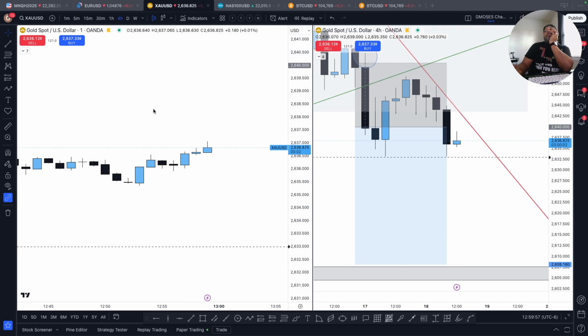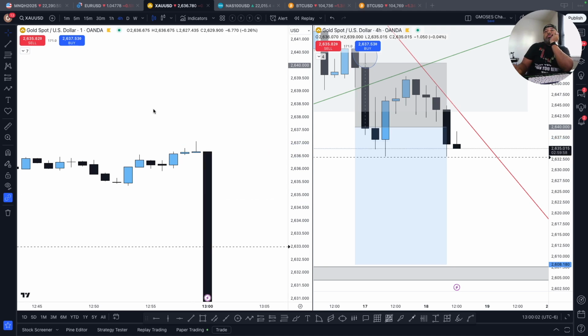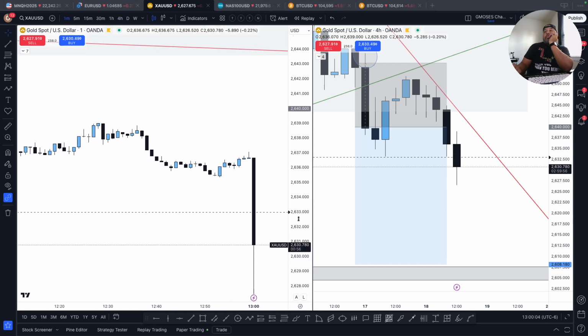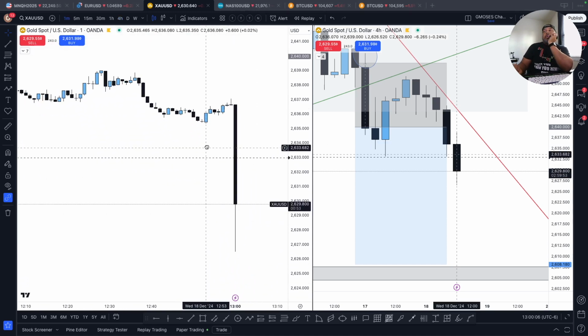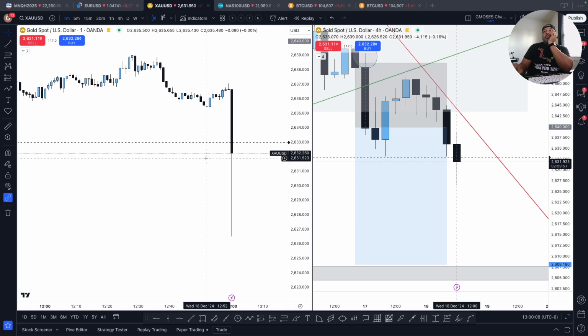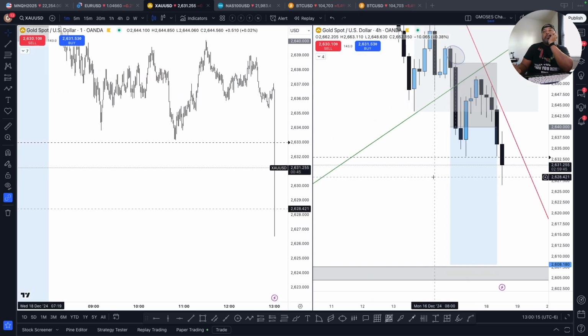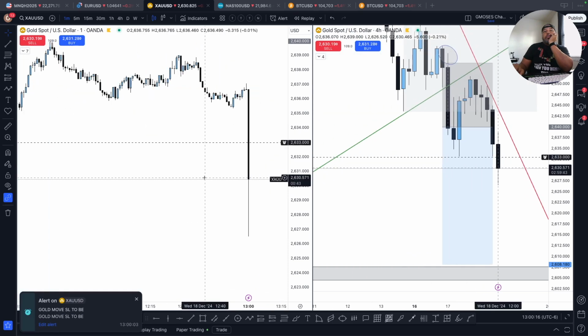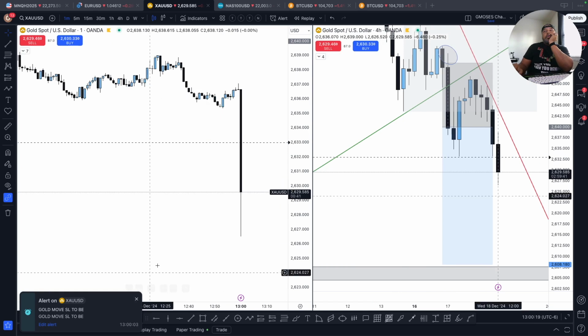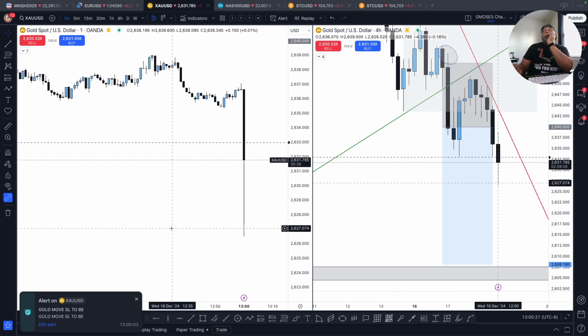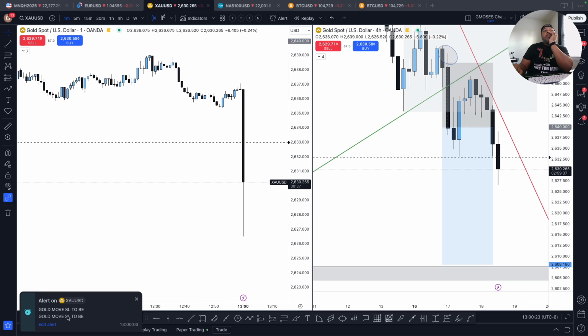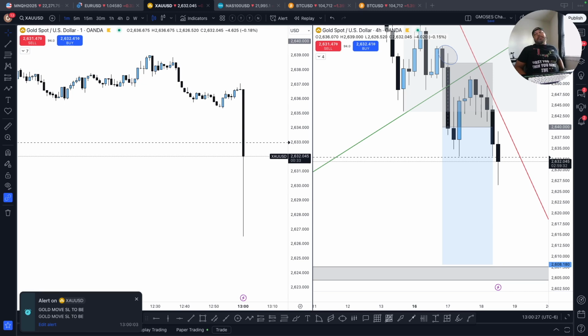All right, y'all, here we go. And there we go. Nice push to the downside, nice liquidity that was taken down here, I believe. There's an indicator there, move stops to SL. Move my SL to break even, as we can see that.